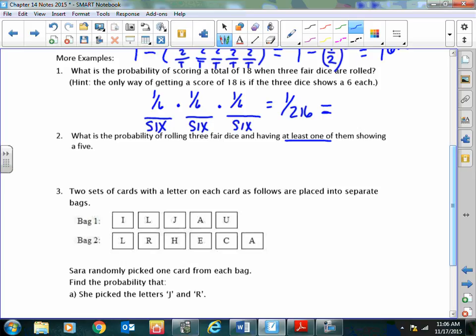Do you know what? I want to change problem number 2. It really isn't going to change your math, but I want to change this word 5 to a 2, because the way that it works out, it could be confusing to somebody if I left that as a 5 as to why I chose that 5. But let's say for number 2, what's the probability of rolling 3 fair dice and having at least one of them showing a 2? So at least one caught my attention.